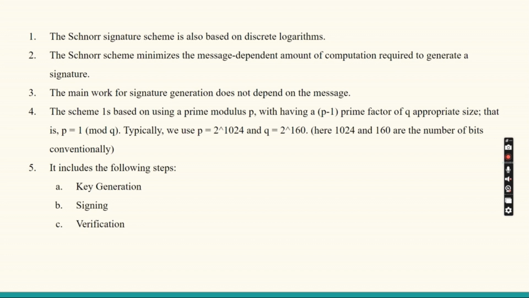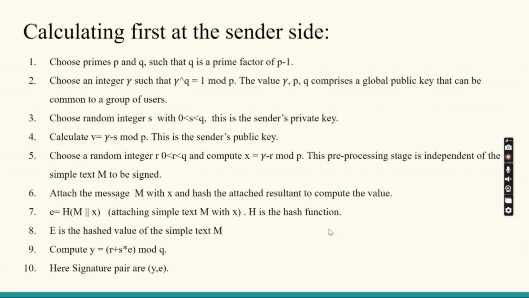Now this process includes the following steps. First, we have the key generation, next we have the signing, and third we have the verification. Now let us see how we calculate this at the sender side. First of all, we choose primes p and q such that q is a prime factor of p minus 1. Then we choose an integer gamma such that gamma raised to the power q is 1 modulo p. The values gamma, p, q comprise a global public key that can be common to a group of users.